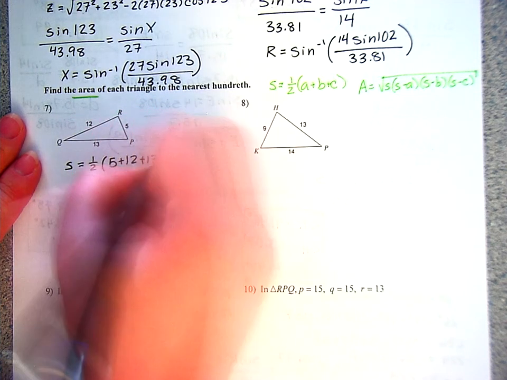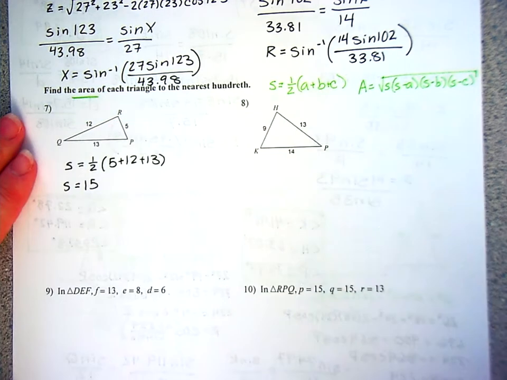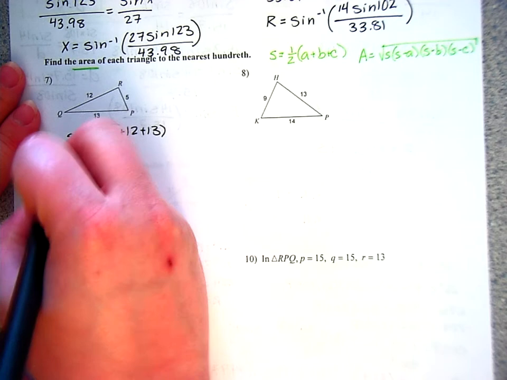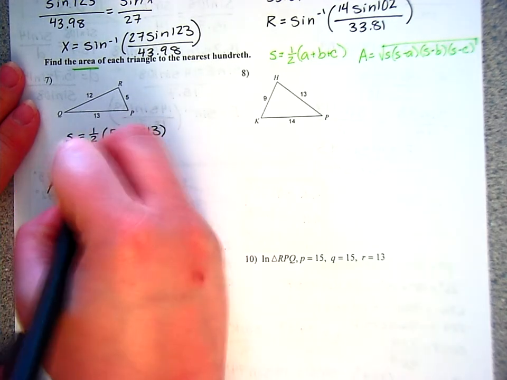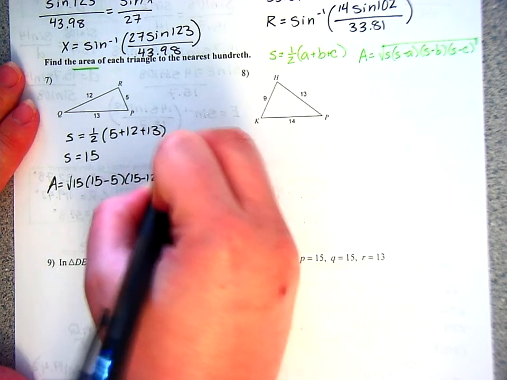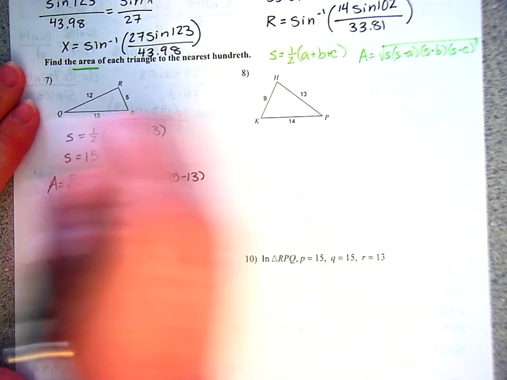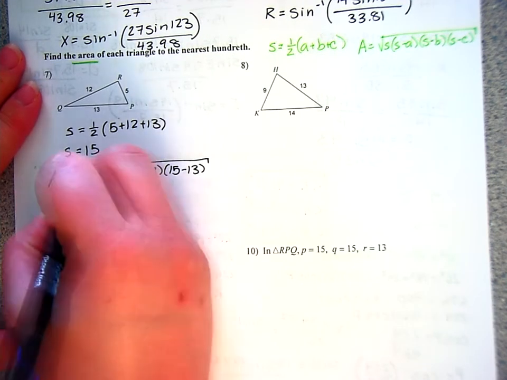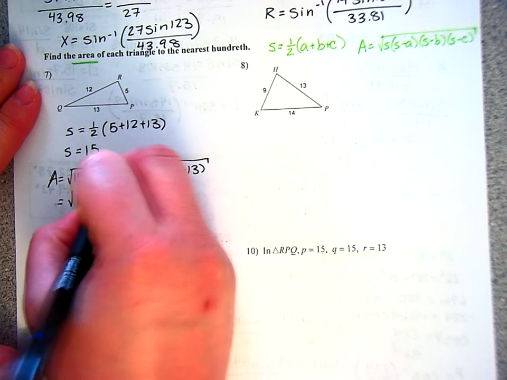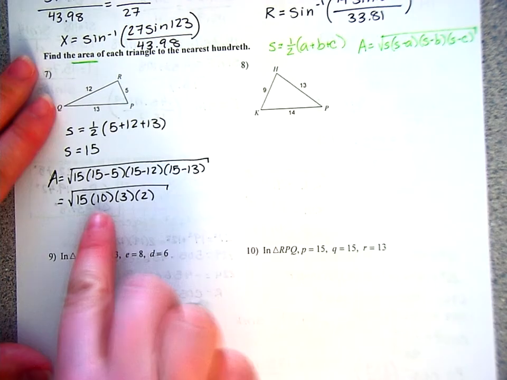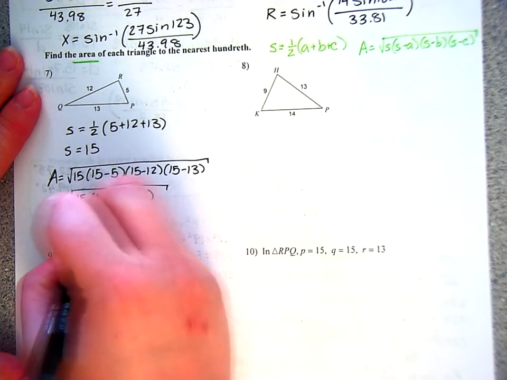Now we are using our Heron's formula. So our area is going to be the square root of 15 times 15 minus 5 times 15 minus 12 times 15 minus 13. So instead of putting that all in our calculator, because we would have to do a bunch of parentheses, we're going to do our subtraction first. So we're going to have the square root of 15 times 10 times 3 times 2. Now I plug this into the calculator, and I get a nice pretty number this time. Our area is 30. So 30 units squared. We don't know units, so just 30 is fine.